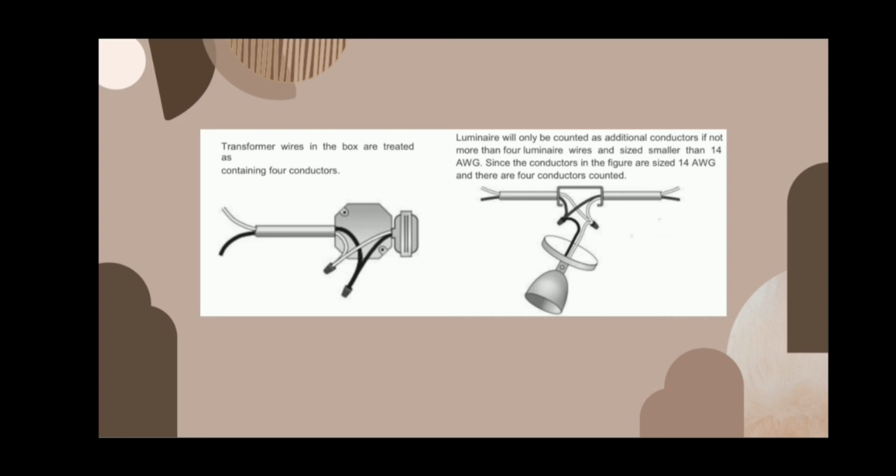Luminaire wires will only be counted as additional conductors if not more than 4 luminaire wires and size smaller than 14 American wire gauge. Since the conductors in the figure are size 14 American wire gauge and there are 4 conductors, none are counted.